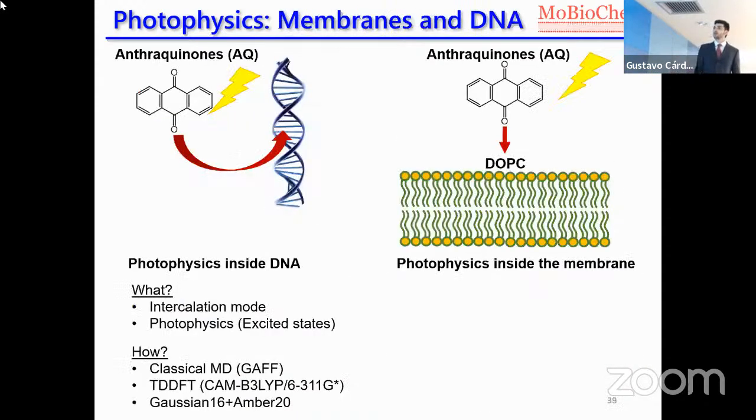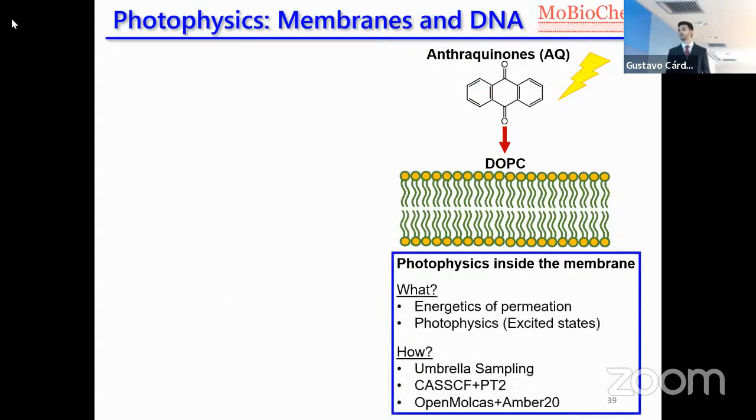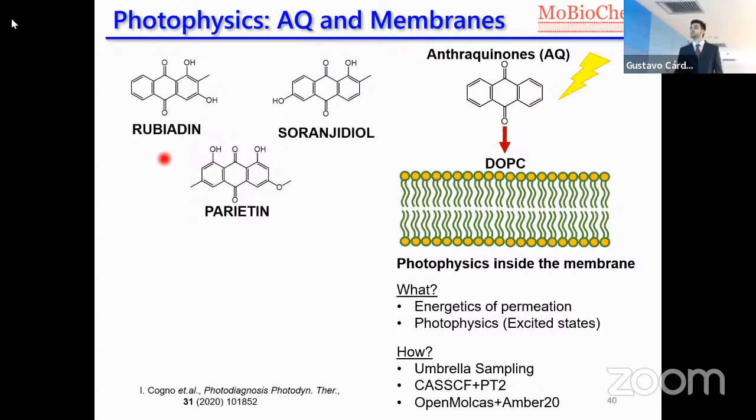Okay, so this was subsection one, anthraquinone plus DNA. Now let us focus on this last part of the talk, the permeation of anthraquinone inside the lipid membrane. What we did there was study the energetics of the permeation, and afterwards the photophysics of the molecule inside the membrane. I have to point out that this is a work in progress, which means we're still working on it, so I'm going to talk just up to the point that I could get. This work is being carried out on these three derivatives here: rubidium, sorangidiol, and pyridine. The reason is that for these three molecules, people have observed relatively promising cytotoxic activity. Why specifically these three? Because in that same work they observed that whereas rubidium and sorangidiol presented similar cytotoxicity, the pyridine molecule presented a higher cytotoxicity.